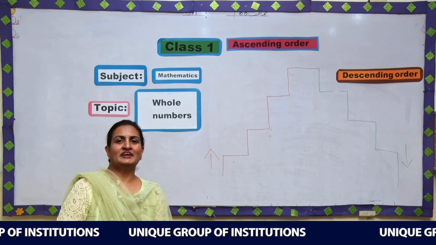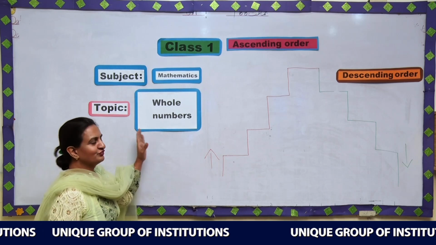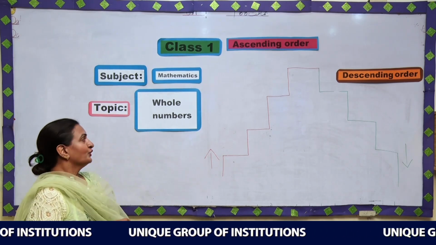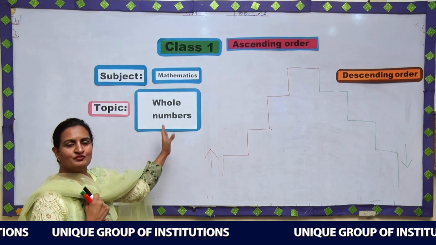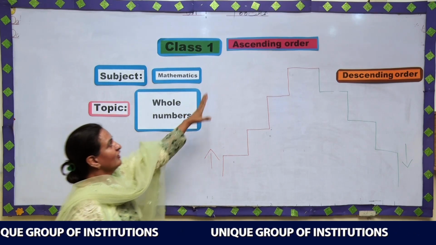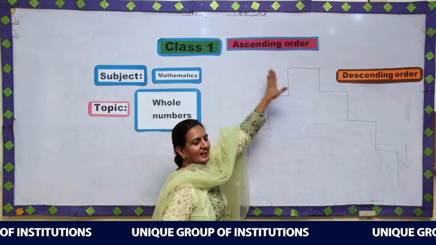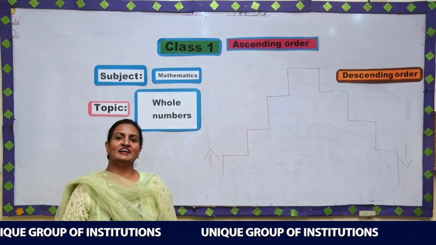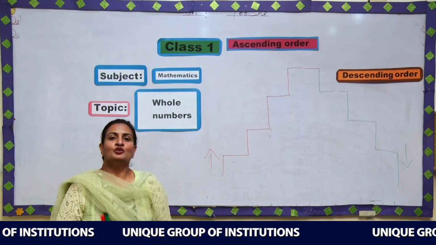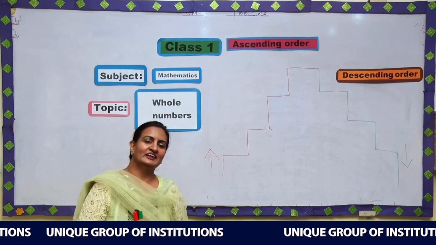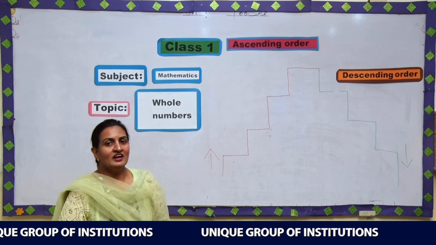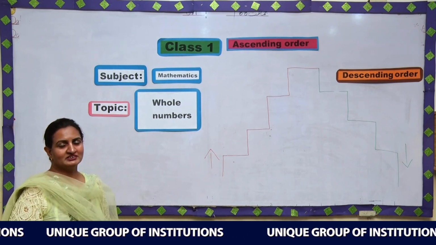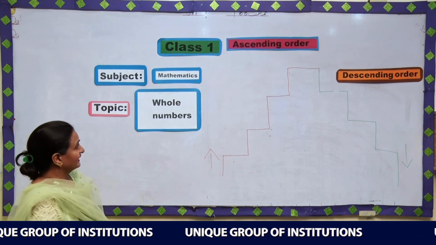Today our topic is whole numbers, which we will discuss. We covered this in the previous lecture, and now in whole numbers we will cover the subtopic of ascending order and descending order. What is ordering? Ascending and descending ordering means arranging numbers in a sequence. When we have some numbers, how do we arrange them?